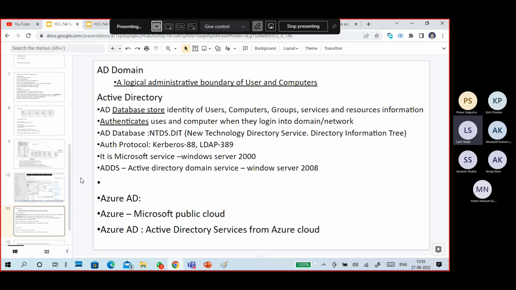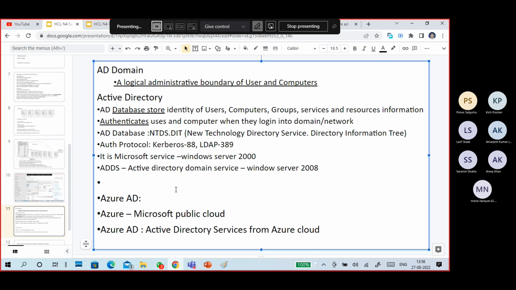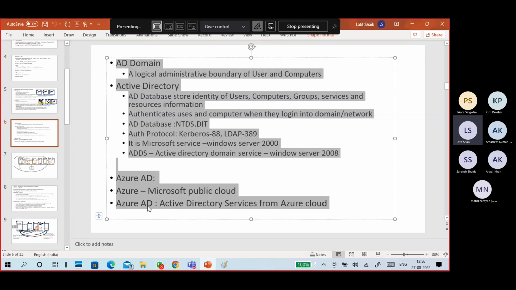Next, Azure AD. The point I added here extra is Azure AD, Active Directory services from the Azure cloud. It is a public cloud. Instead of maintaining a domain controller, operating system, physical server, network connections, network access, public IP addresses, and leased lines, we can simply go to Azure AD. Of course, this is on-premises versus off-premises cloud services. That's the point I am trying to make.